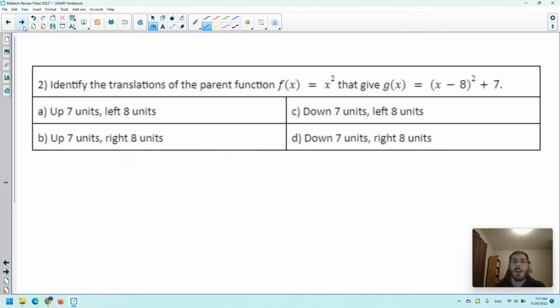So number two, identify the translations of the parent function f of x is x squared. That gives us g of x is the quantity x minus 8 squared plus 7. So here, again, we can clearly see this is going to be up 7. So let's go ahead and get rid of these ones that say down 7. And then for minus 8, we have to remember that minus is the opposite. So we might think left, but the answer is right. So we're going to go to the right 8, which is going to be B. And so that's going to be our final result. So that's all we want to do. Again, you can graph that in Desmos to compare to x squared, but it's a little bit easier to use the transforms.